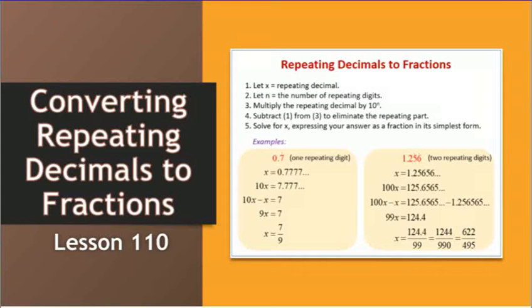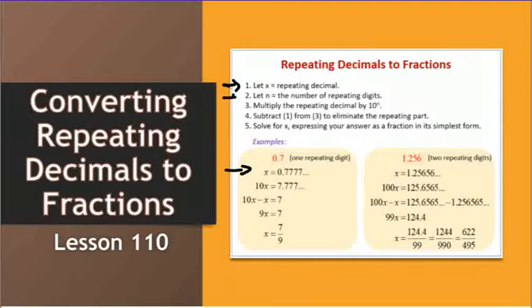Lesson 110, converting repeating decimals to fractions. So first here you can see some steps in turning repeating decimals to fractions. You need to write a couple equations. The first equation: let x equal the repeating decimal. So here my equation is x equals 0.7 repeating.